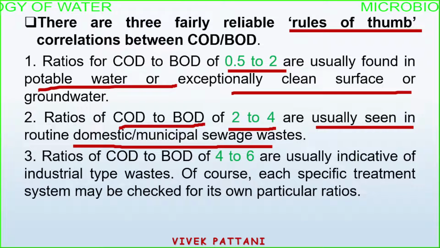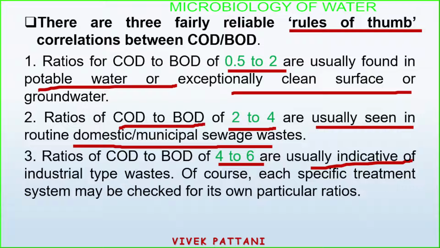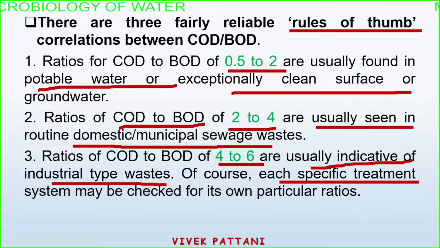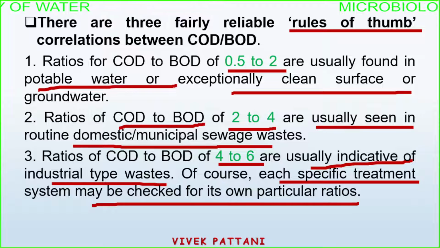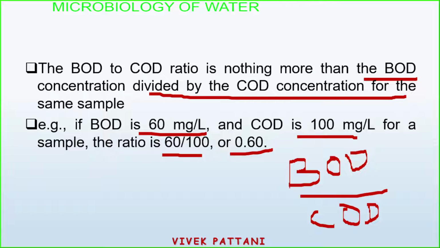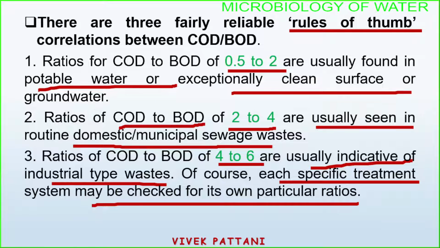Now, if the ratio of COD to BOD is higher, it is usually indicative of industrial type waste, and of course each specific treatment system may be checked for its own particular ratios. Now in this case we have discussed the BOD to COD ratio, and the COD to BOD ratio.